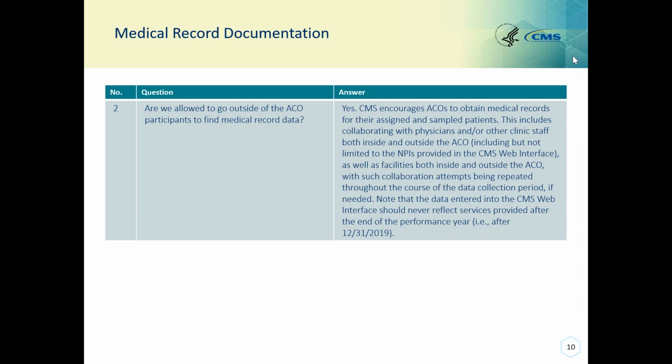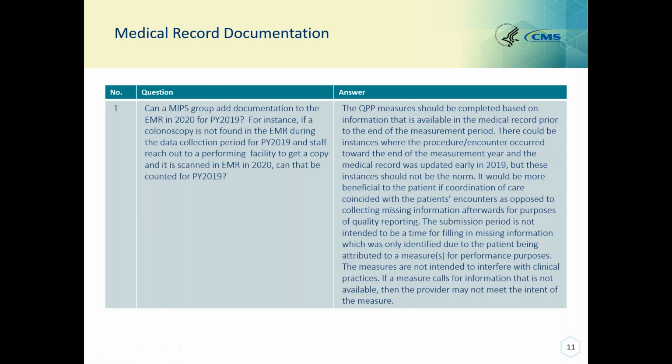This is Fiona from the Shared Savings Program. So slide 10 is related to ACOs, who are in the Shared Savings Program and the next generation ACO model. Slide 11 is related to MIPS groups and MIPS virtual groups. That's why they're different. So if you belong to an ACO or next generation ACO, then slide 10 applies to you. If you're a MIPS group, then slide 11 applies to you. Thank you.